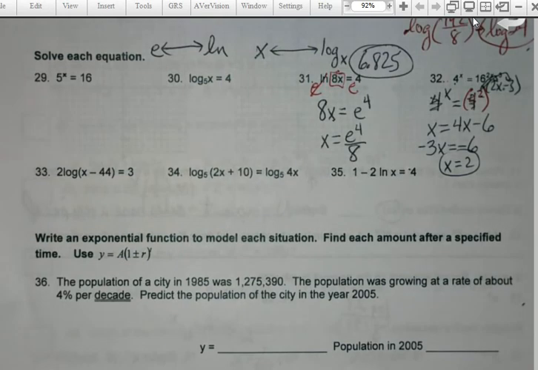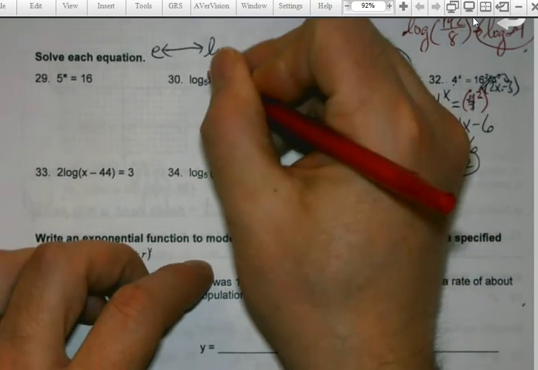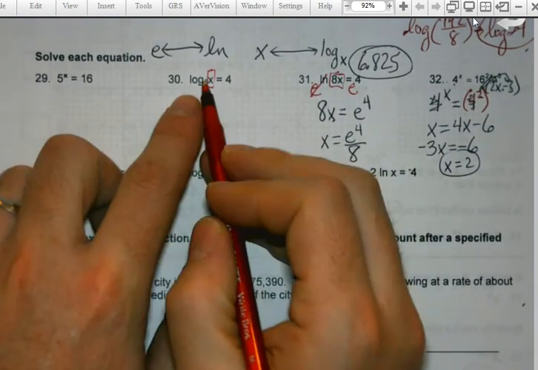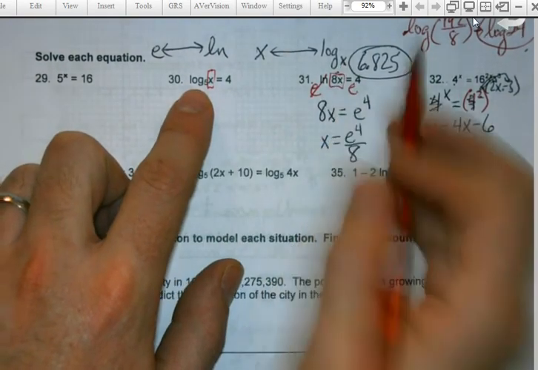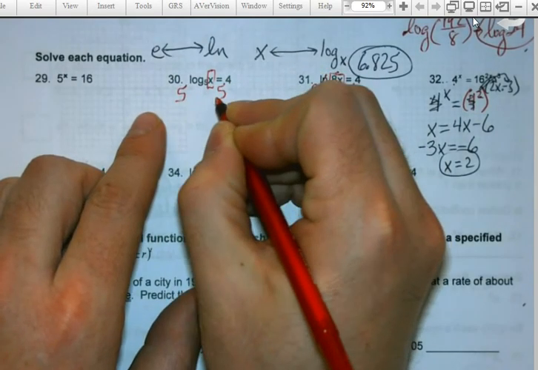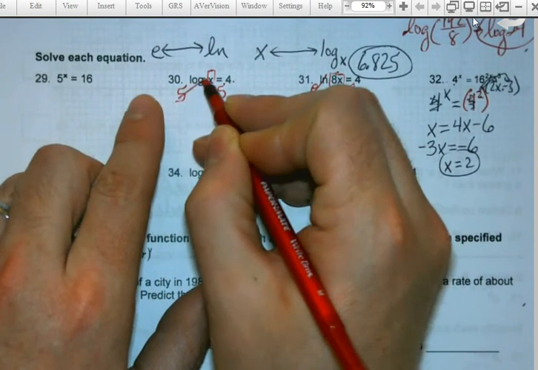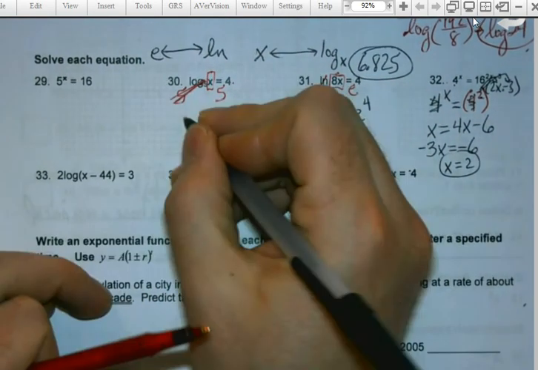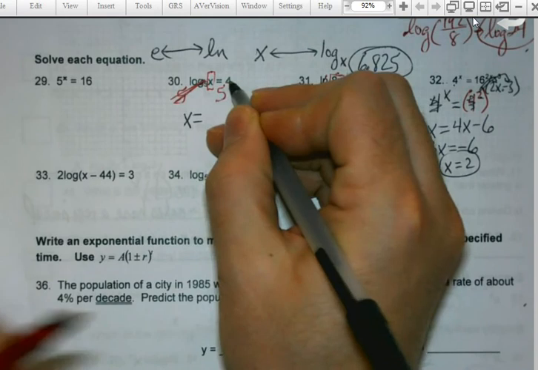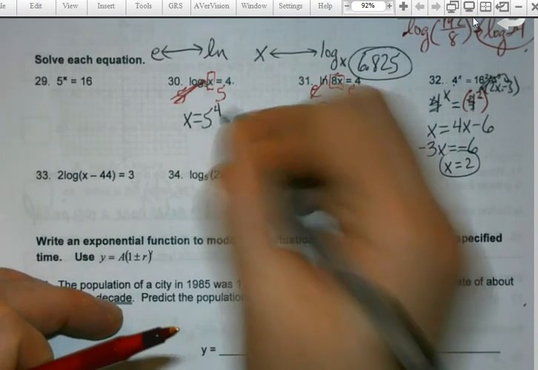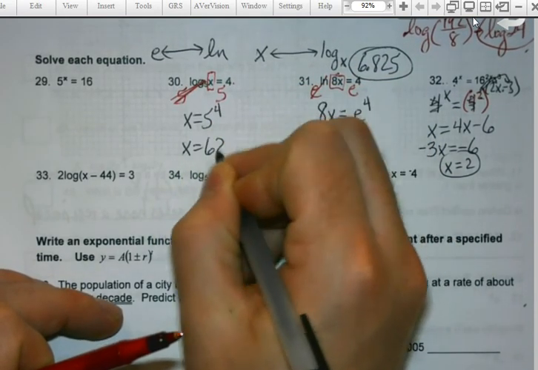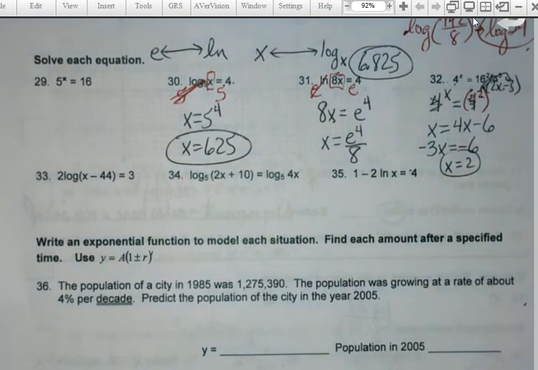Now, the same way that a log can cancel out a base, a base can cancel out a log. So for instance, I'm trying to get x alone. I have log base 5. The inverse is to exponentiate. In other words, these both turn into exponents. The log and its base will cancel. And this is 5 to the 4th power. It's not 5 times 4. So 5 to the 4th power is 625.